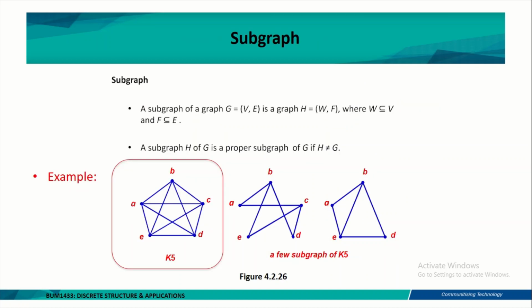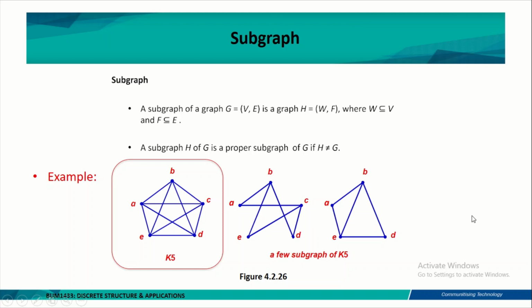So next we move to the subgraph, the last topic. The subgraph of G equal to (V,E) is a graph H equal to (W,F) where W is a subset of V and F is a subset of E. A subgraph H of G is a proper subgraph of G if H is not equal to G. Let's see the example. K5 is an example of the graph G equal to (V,E).